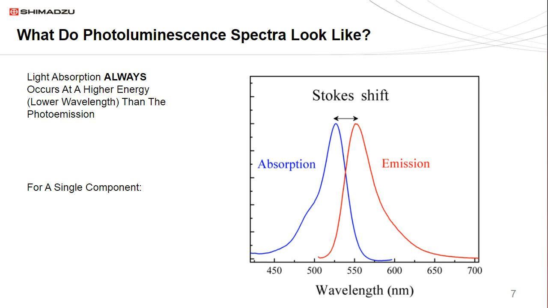Notice also, I've said for a single component here in the slide. This is an important feature of fluorescence. For a single fluorescence component, no matter where I set the excitation, whether it's at 450, 500, 525, I will always see the exact same emission peak. The emission peak will always be in the same place, but the intensity of the emission spectra will vary with the intensity of the absorbance spectra. If you have an emission peak that is moving around as a function of excitation wavelength, you have a mixture.